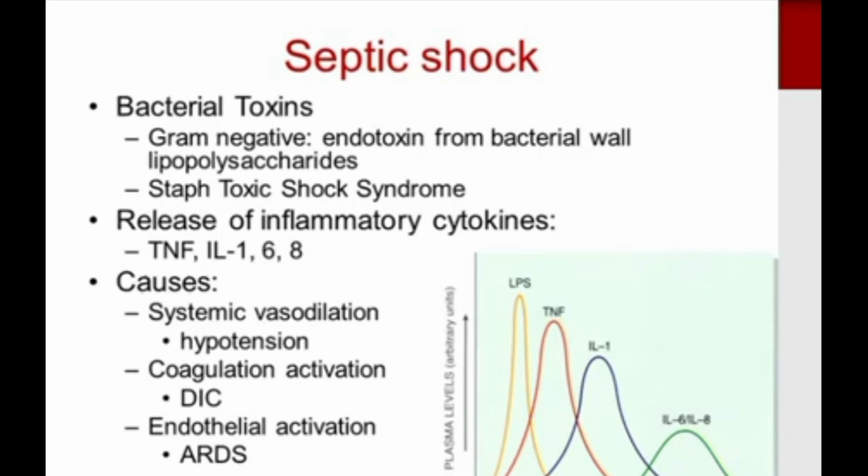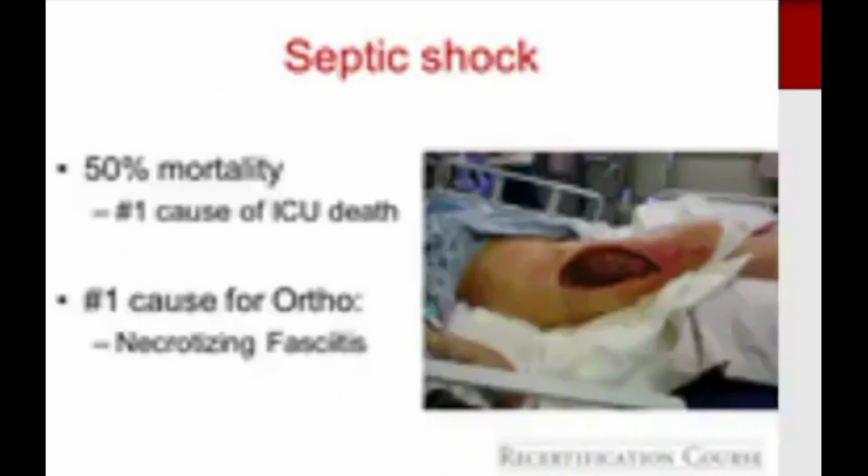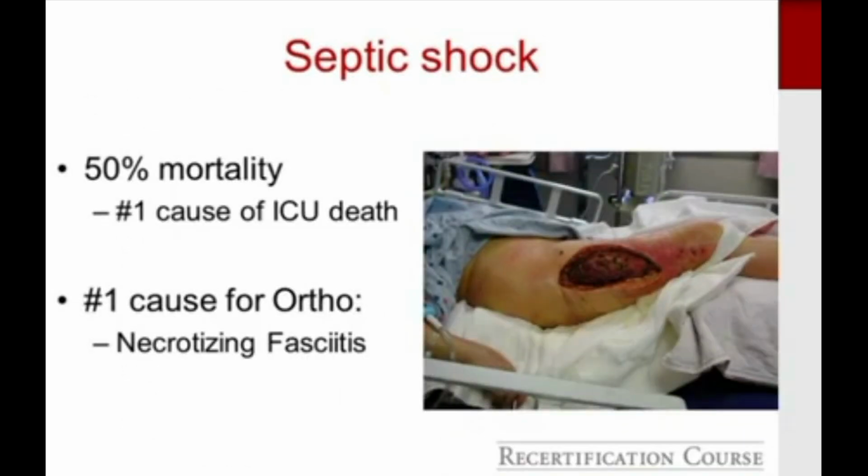The coagulation cascade is activated, so you might have disseminated intravascular coagulation with these patients. You also have endothelial activation. Sometimes patients with septic shock may develop ARDS. It's a very high mortality rate with septic shock. It's the number one cause of ICU death. The most common cause of septic shock in orthopedic patients is necrotizing fasciitis.